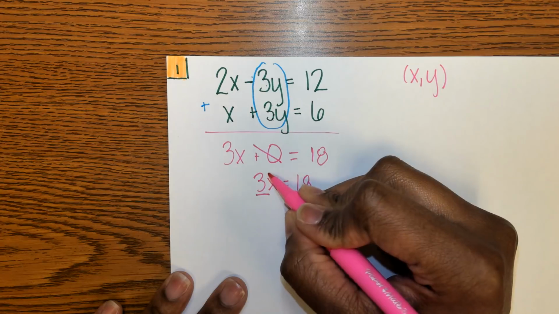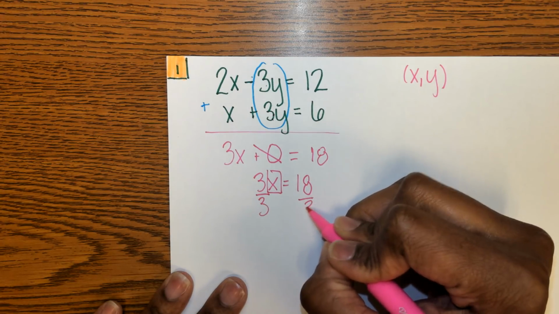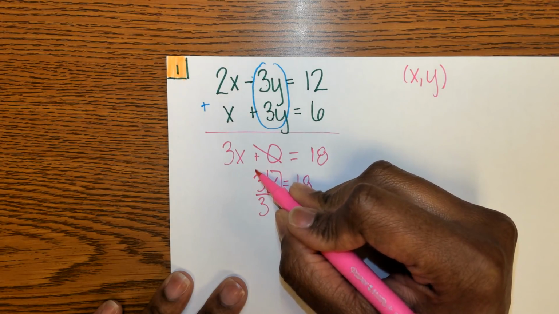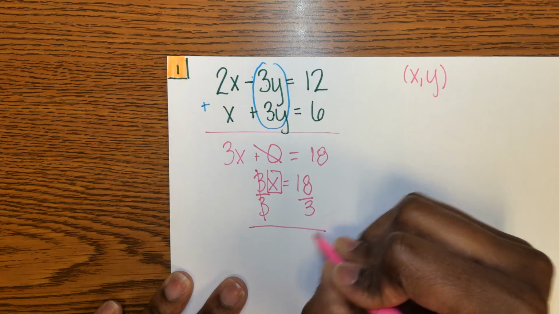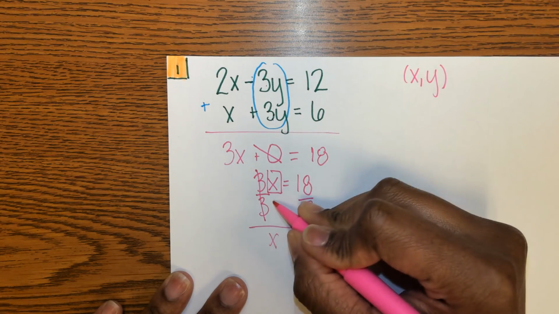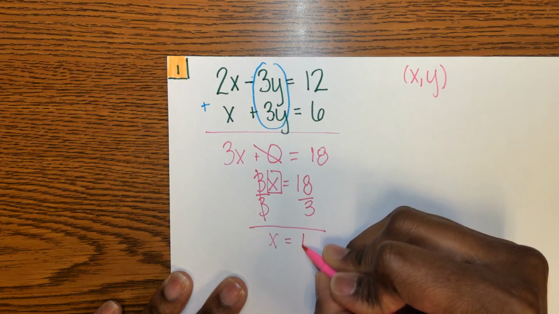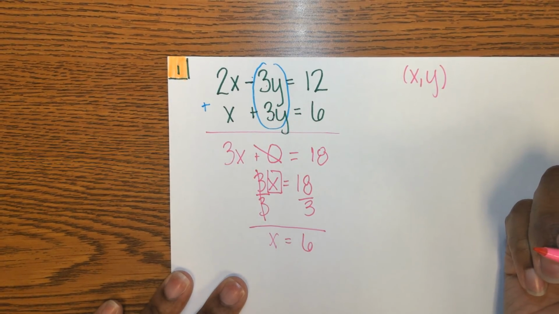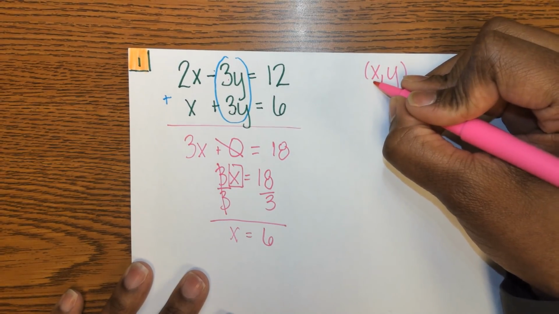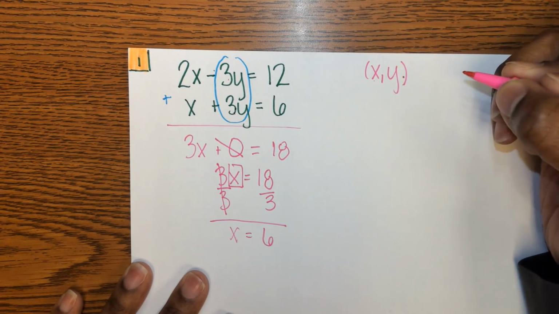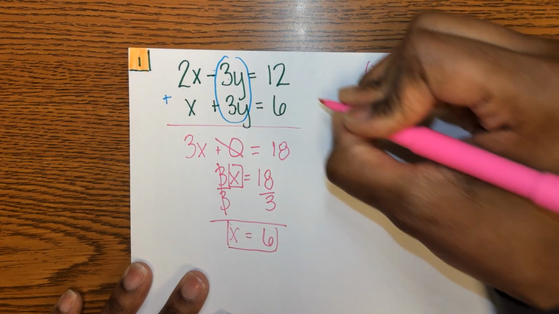To find x, what I'm looking for is to get x by itself. So I'm going to divide by 3. When I divide by 3, the 3's cancel, and I'm left with x, bringing that straight down, equals 18 divided by 3, which is 6. So I've got my x value, and I still need to get my y value, because remember, my answer is in the form (x, y). So let's find the y value.